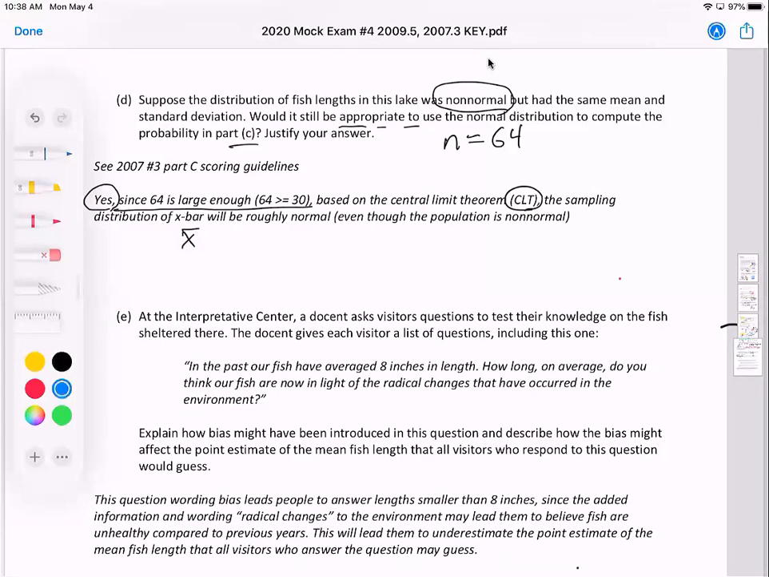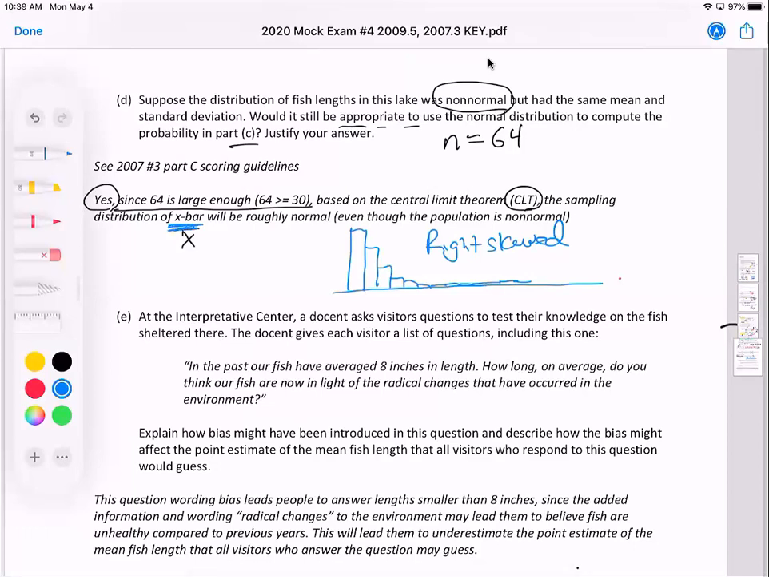You might remember from class, hanging on my wall, wouldn't it be nice to be in class again? Hanging on my wall, there's a distribution of baseball salaries that we investigated. And the population distribution of baseball salaries is very, very right skewed. However, when we started taking samples of size 2, of size 10, of size 30, gradually the sampling distribution of x bar, the distribution of the sample means, gradually became more and more normal.